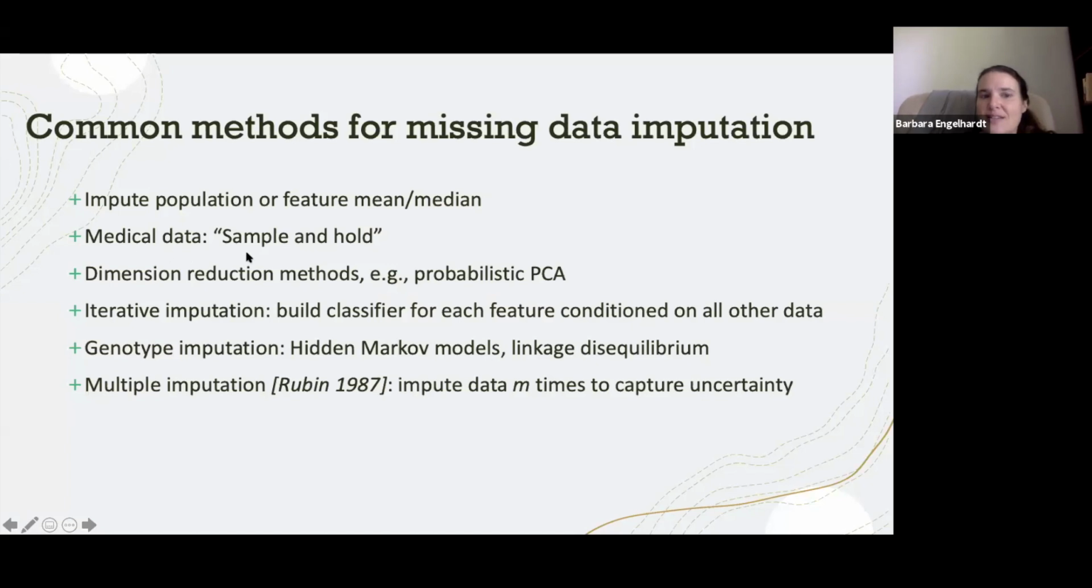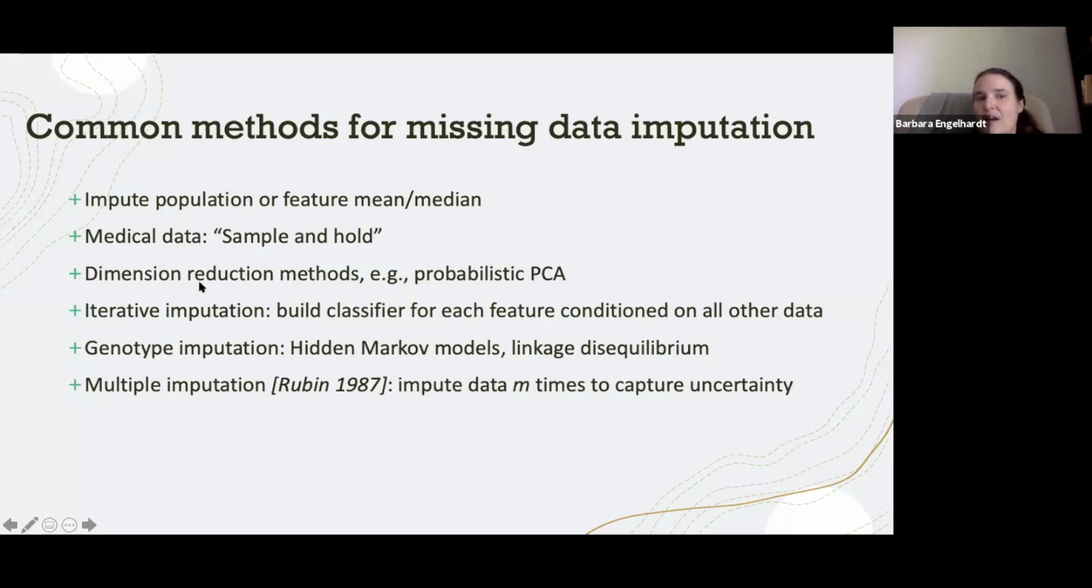In medical data, there's this idea of sample and hold, which is what a lot of methods do, surprisingly, where you basically take the most previous observation of a lab, say white blood cell count, and you just assume that until it's sampled next, it's going to keep that exact same value, even if it's hours or days later. It's just going to maintain the exact same value.